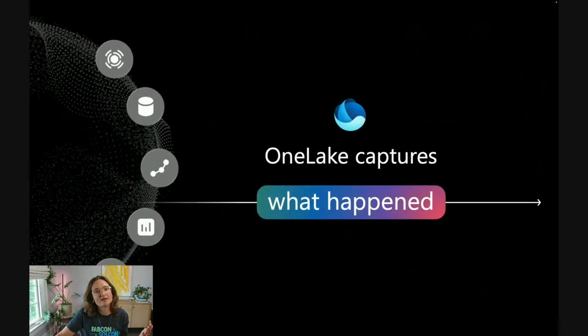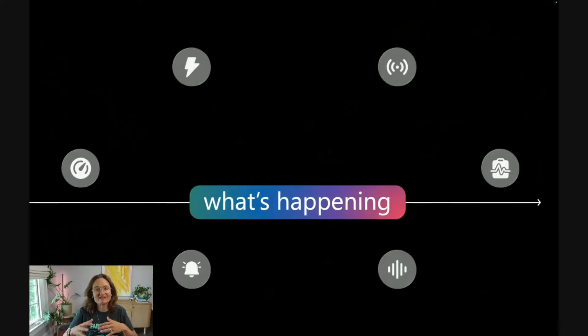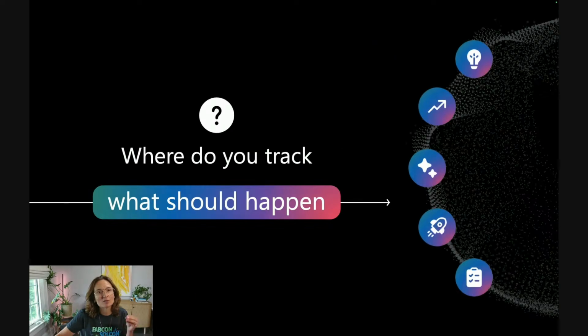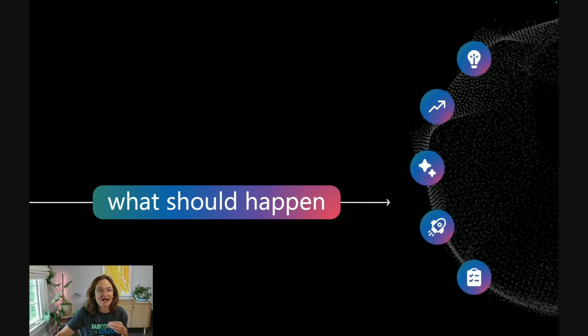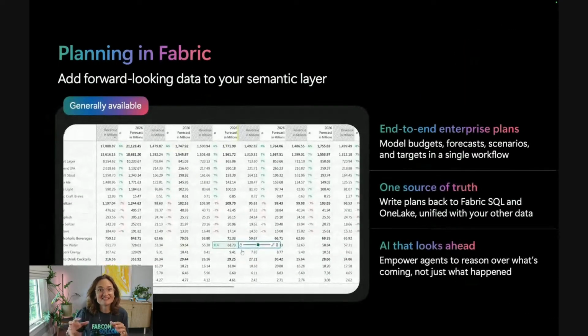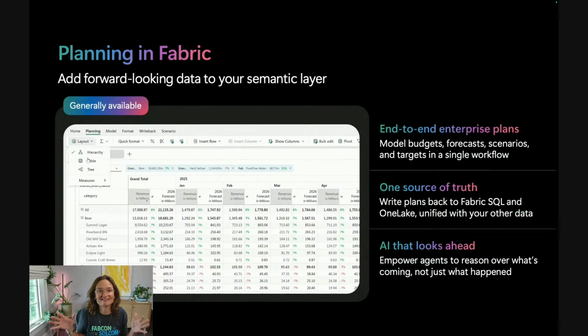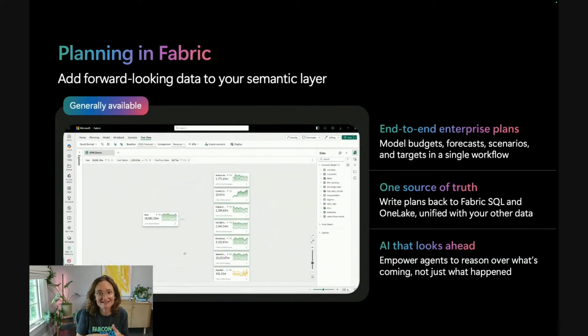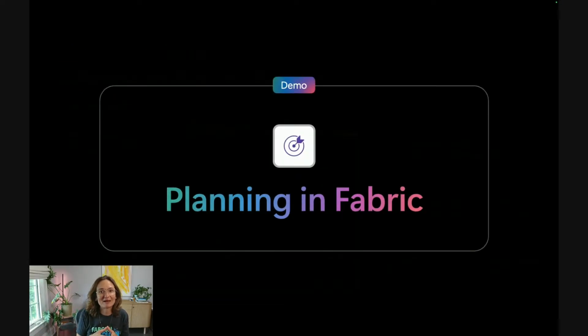And so OneLake really captures what happened, and our real-time capabilities and ontology, they capture what's happening right now in real time. But the question we get a lot is, where should you track what should happen? What are we aiming for? What are our goals? And that's really where planning in Fabric comes in, which is now generally available. This is the future-looking layer. It adds budgets, forecasts, scenarios, targets, all to the underlying data foundation in OneLake. So now you can reason not only over your current state, but also your intended future state. So let's take a look at a demo and see planning in Fabric in action.